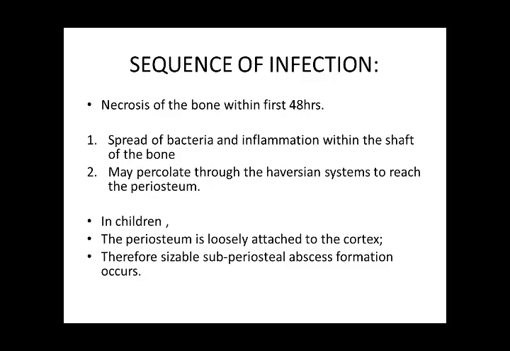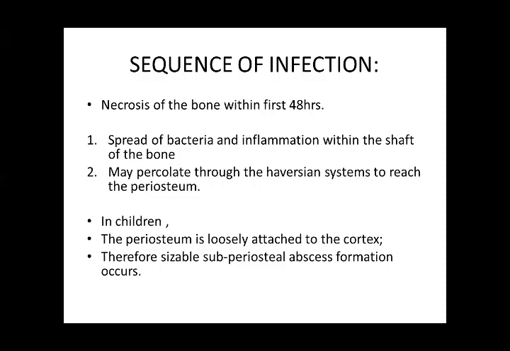We percolate through the Haversian system to reach the periosteum. So it will cause periosteal formation. In children, periosteum is loosely attached to the cortex. A sizable subperiosteal abscess formation occurs, because the periosteum gives way and a huge collection of pus may gather there and cause a huge abscess. Whereas in adults, that is not the case.